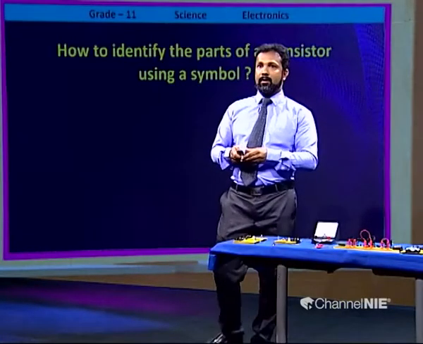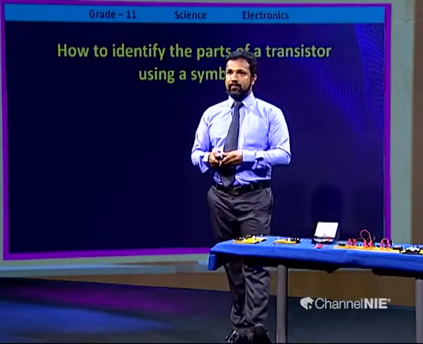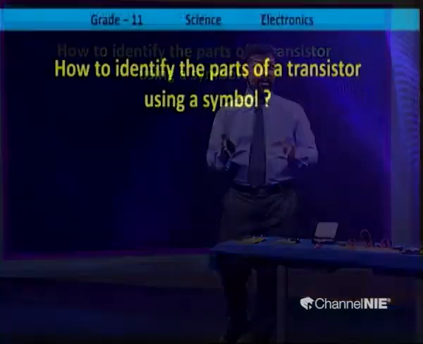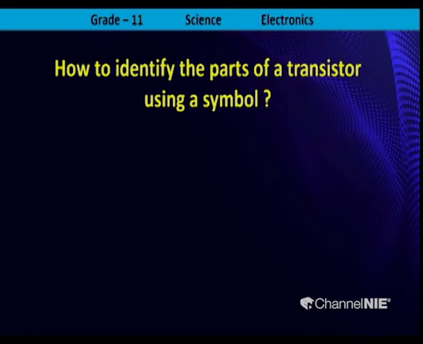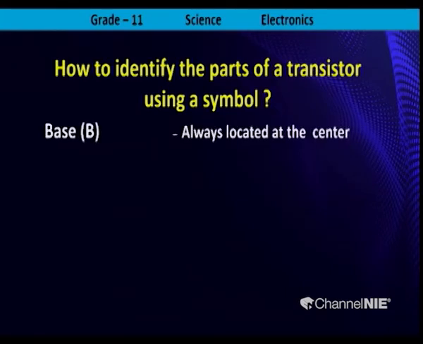Right. Let's learn how to identify parts of a transistor using the symbol. What is called as base? In any transistor, base is located at the center. The center portion of any transistor is called as the base.